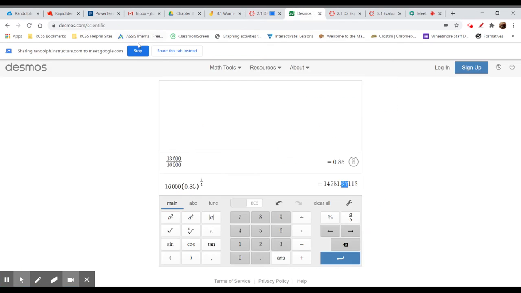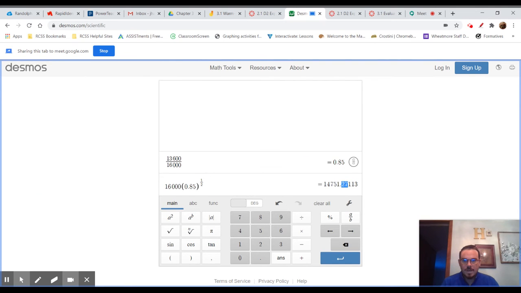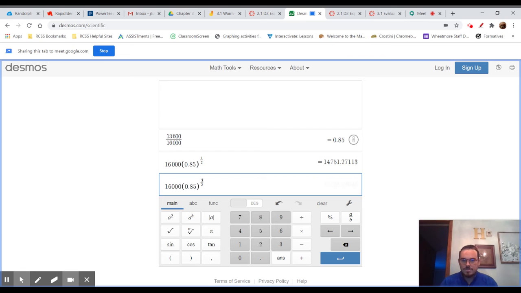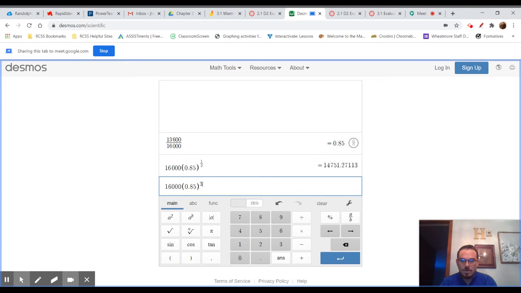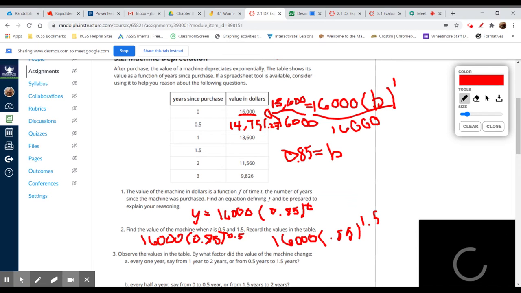Now, when I go to Desmos, I can do a really cool thing here. I can copy and paste. Control C, Control V, and then I'll just change that power to 3/2. That's the same as 1.5. Or if you don't know how we did that, you can literally put 1.5 in and you'll get this: 12,538.58, because we'll round. So that's our new value here for 1.5.